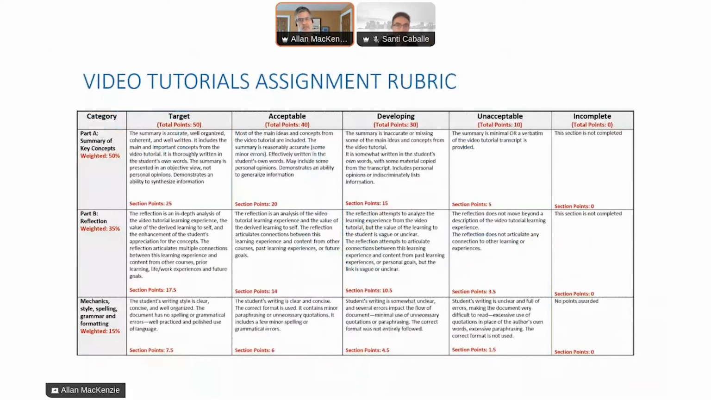Coming up on the screen now is the rubric that I shared with you. It, again, divided up 50% for the summarizing component, 35% towards the reflection, and of course 15% for wordsmithing, grammar, spelling, etc. And I'll share my contact information at the end, and I'd be happy to share this rubric with anyone afterwards if you want to reach out to me that way.